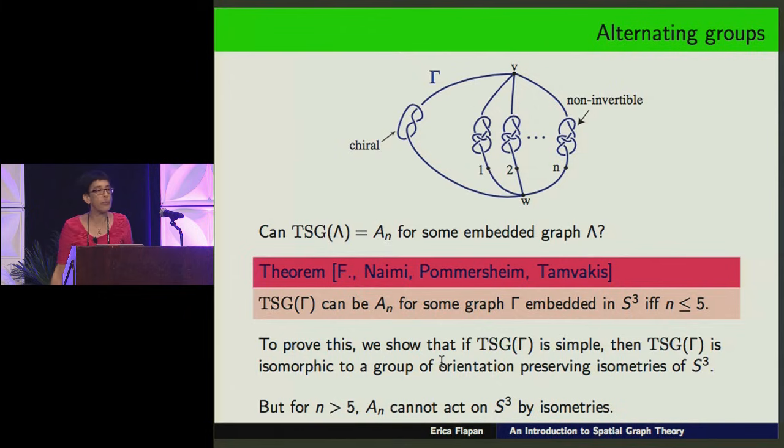In fact, together with Ramin Naimi, Jamie Pommersheim, and Harry Tamvakis, we proved that the topological symmetry group can be An for some graph embedded somehow in S3 if and only if n is less than or equal to 5. The idea of the proof is that we showed in general that if TSG of gamma is simple, then TSG of gamma is isomorphic to a group of orientation preserving isometries of S3, but in fact, for n bigger than 5, An can't act on S3 by isometries.